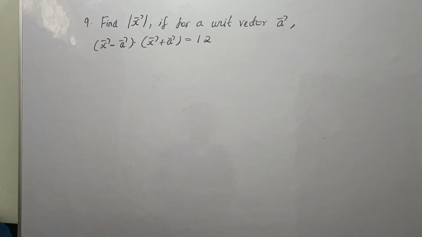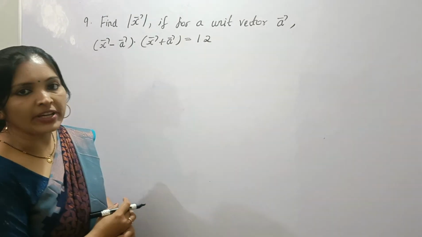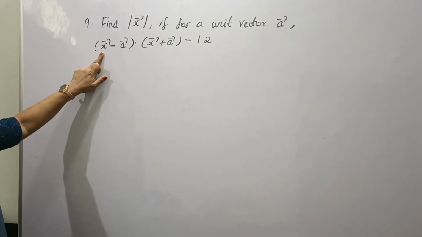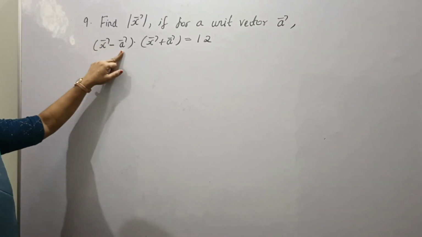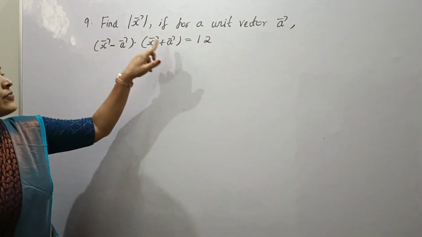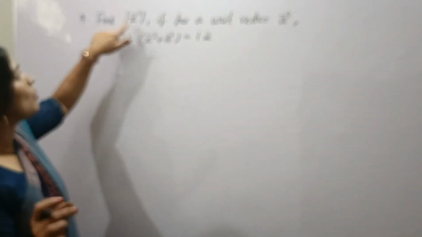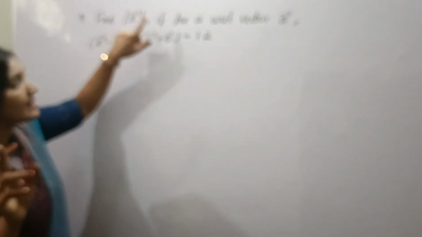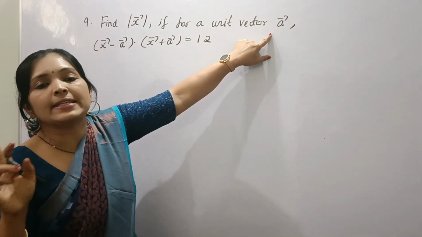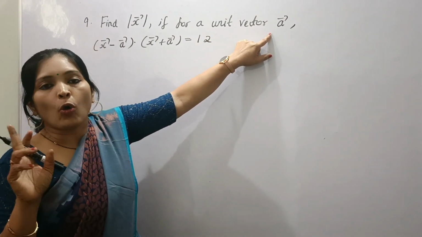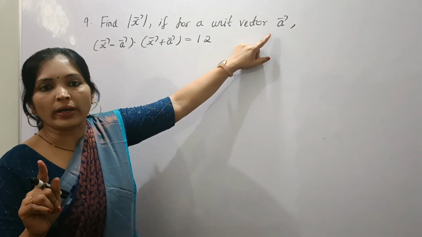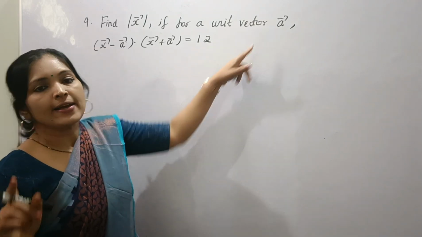Find modulus vector x if for a unit vector A, vector x minus vector A dot vector x plus vector A is equal to 12. We need to find the modulus of vector x, and it is given that vector A is a unit vector. That is, modulus of vector A is equal to 1, that is, the magnitude of vector A is 1.